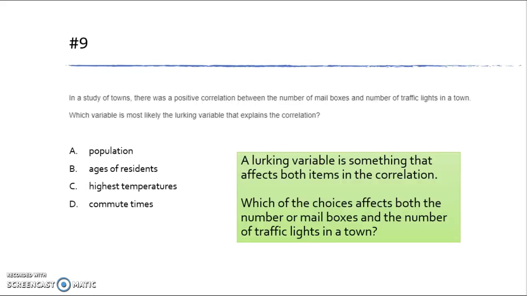Number 9, in a study of towns, there was a positive correlation between the number of mailboxes and the number of traffic lights. Which variable is most likely the lurking variable? So the lurking variable is something that affects both of your items. So we're looking for the choice that would affect both the number of mailboxes and the number of traffic lights that a town would have. Does the population affect both of those things? Do the ages of the residents, the highest temperatures, or the commute times affect both the mailboxes and the traffic lights?